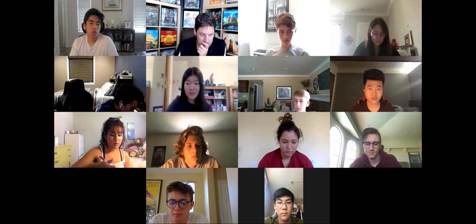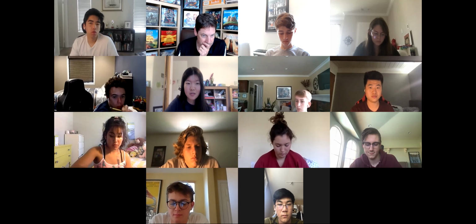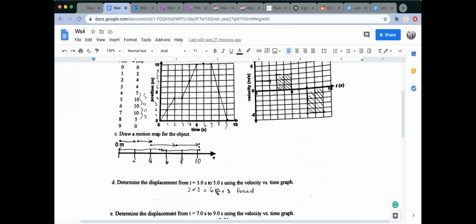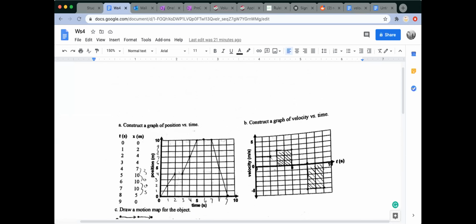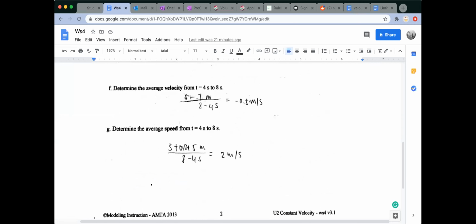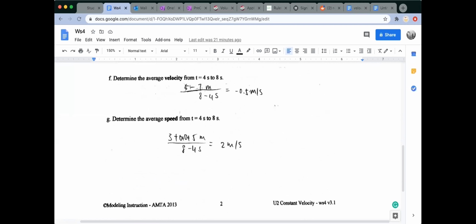And then I have G. I'll also share my screen. So the average speed is the total distance divided by the change in time. So basically it's just 3 plus 0 plus 0 plus 5 meters over 8 minus 4 seconds. So you get 2 meters per second.